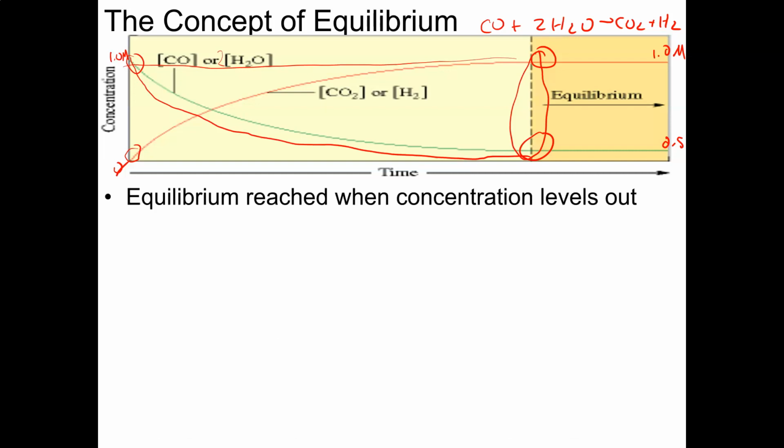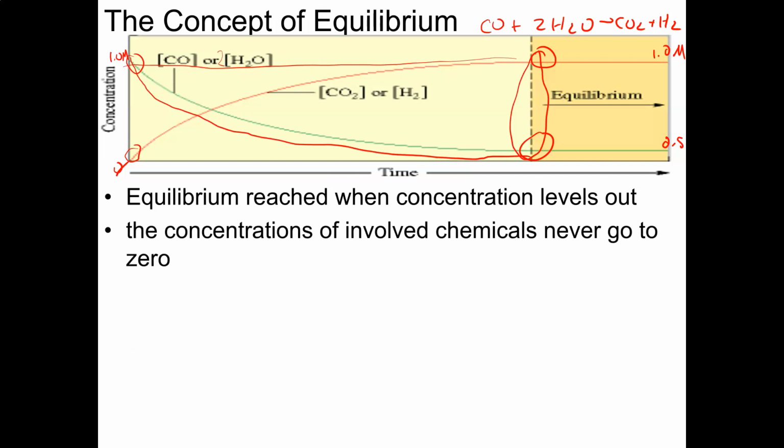So equilibrium is reached when the concentration levels out, so when it goes horizontal. The concentrations of the chemicals involved never go to 0. You notice that the reactant doesn't zero out ever. And that's always going to be the case. So be aware of that. You don't zero out your reactants.